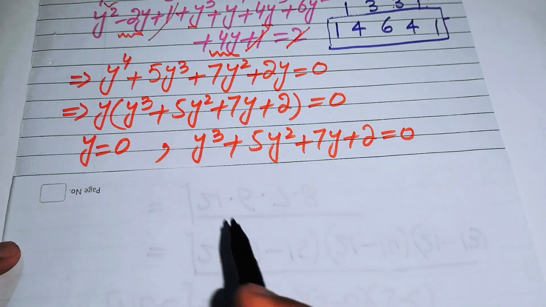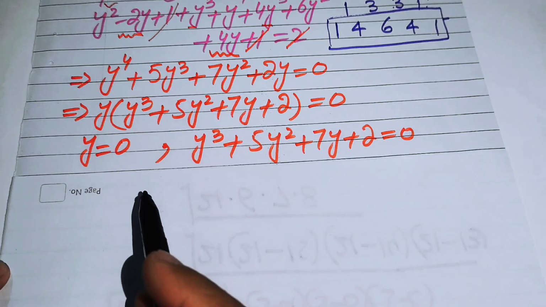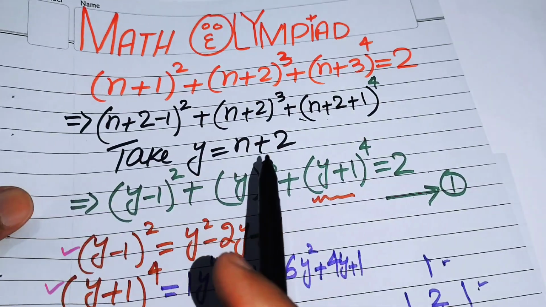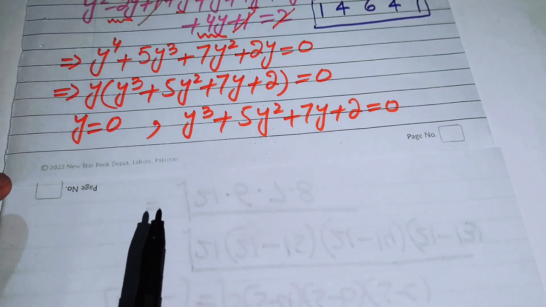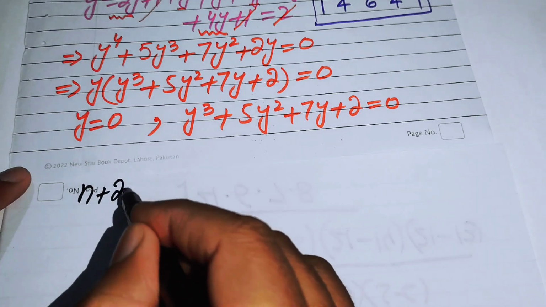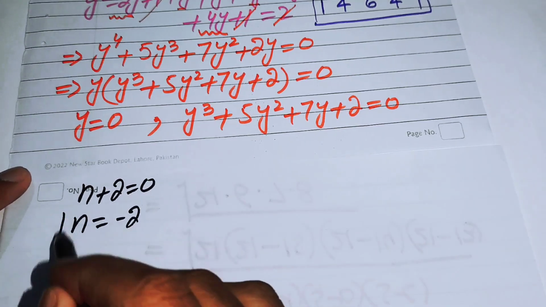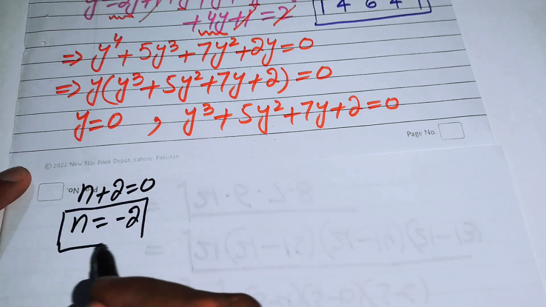And in the next step, first we will focus on the first case, and here you have y equals to 0, and we will back substitute the value of y, and here you see that the value of y is equal to n plus 2, so we will put the value of y here. So n plus 2 equals to 0. So we find the first real factor of this problem is n equals to minus 2.